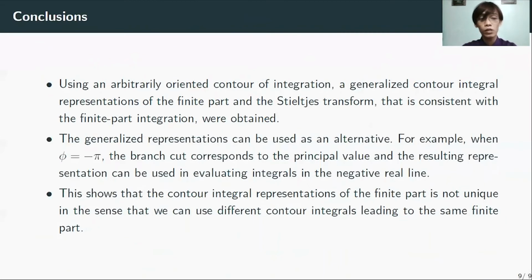So for the conclusions, using an arbitrarily oriented contour of integration, a generalized contour integral representation of the finite part and the Stieltjes transform that is consistent with the finite part integration was obtained. The general representations can be used as an alternative. For example, when phi is equal to minus pi, the branch cut corresponds to the principal value and the resulting representations can be used in evaluating integrals to negative real line. This also shows that the contour integral representation of the finite part is not unique, in the sense that we can use different contour integrals that will lead to the same finite part.